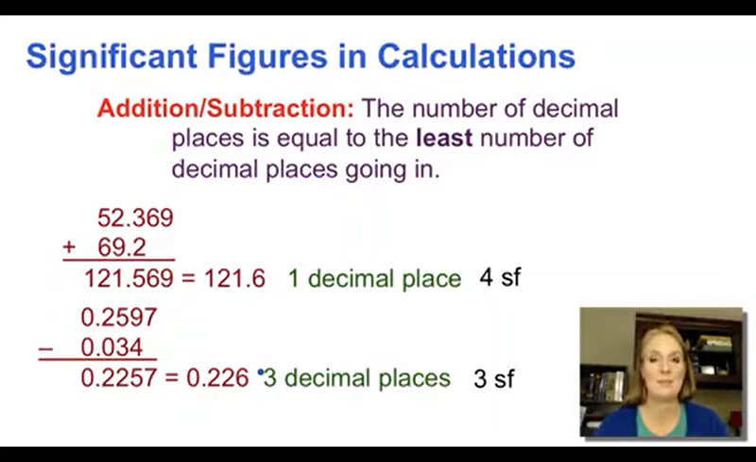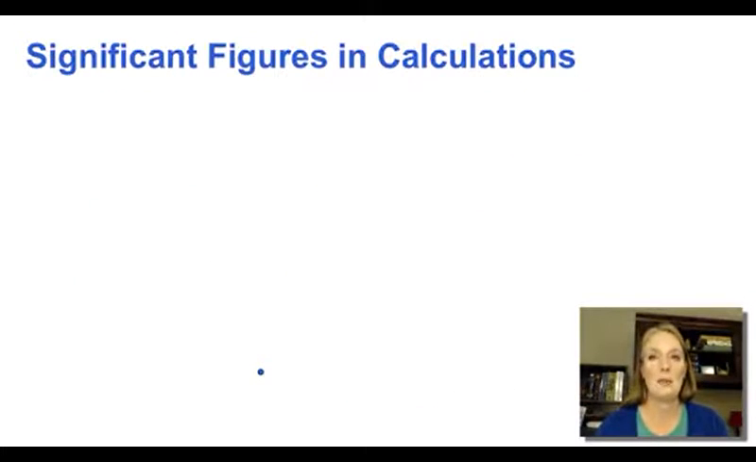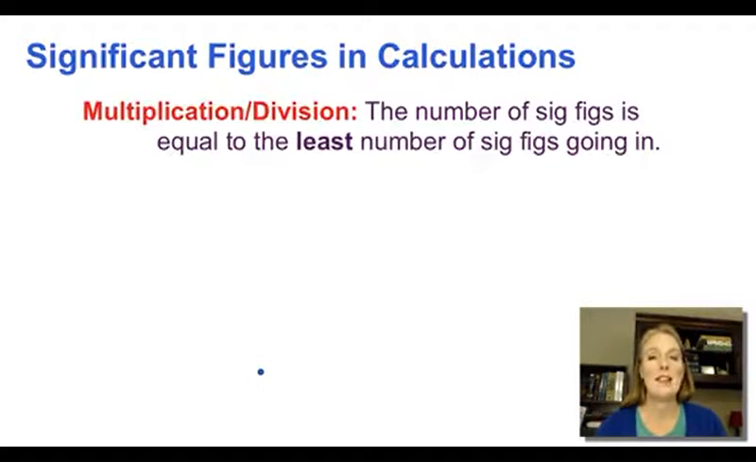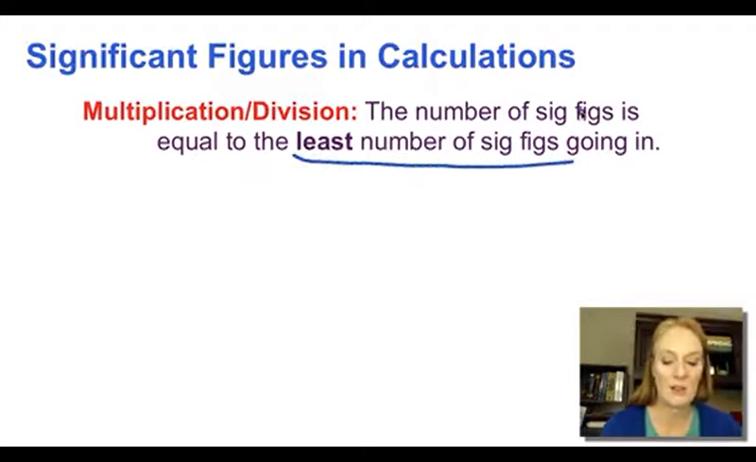For the answer. Let's do some more examples. This time let's look at multiplication and division. That's actually quite a bit easier to do. Because in the case of multiplication and division, the number of significant figures in the answer should be equal to the least number of significant figures of any of the quantities you use in the calculation. So you just look for the least number of significant figures of the numbers that you're using when you're doing multiplication and division, and that is the number of significant figures in the answer.